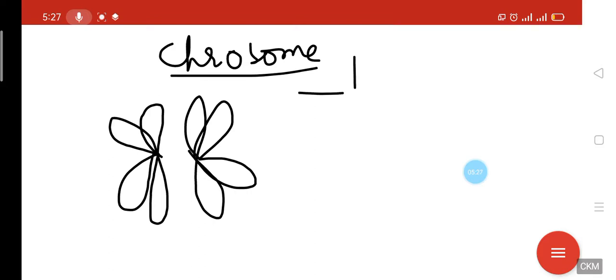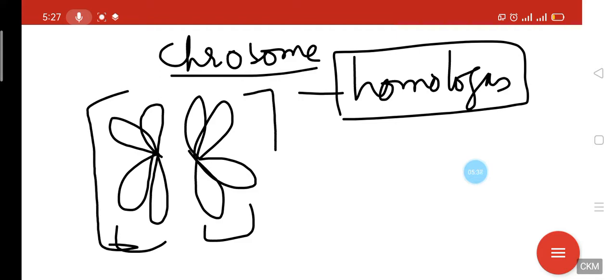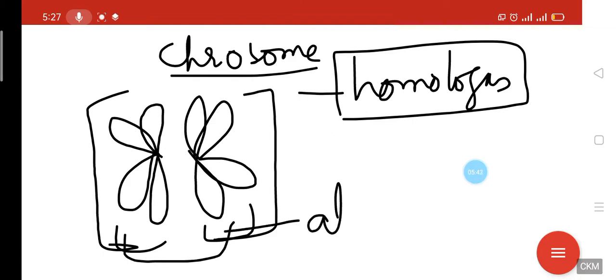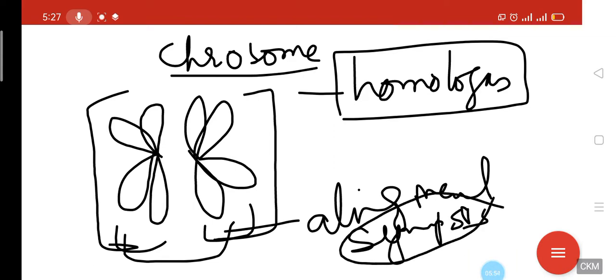Now, what is the meaning of homologous? Homologous chromosomes are chromosomes which are similar to each other. So this one chromosome is similar to this other chromosome, and the similar chromosomes align with each other. This alignment is known as synapsis. Synapsis is the process in which two homologous chromosomes align with each other, like standing beside each other.